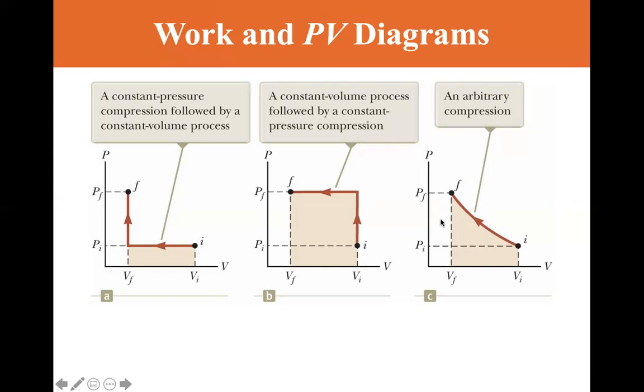And then here is an arbitrary compression. Well, if the work is the area under the curve, then certainly the largest would be B, the next largest would be C, and the smallest would be A. So the path that is taken does change the work involved. Let me get rid of my notes here.